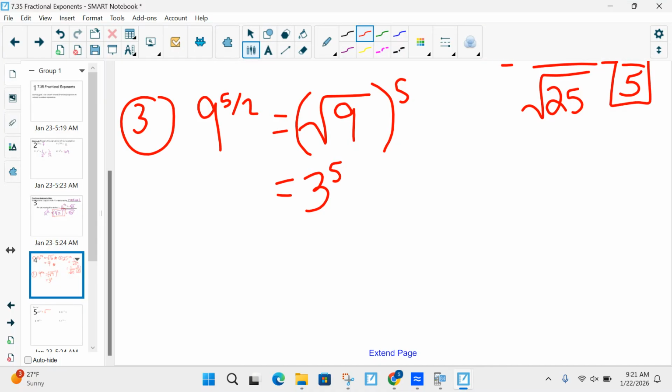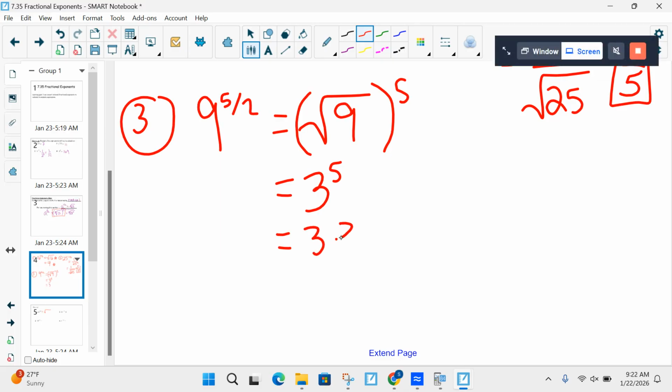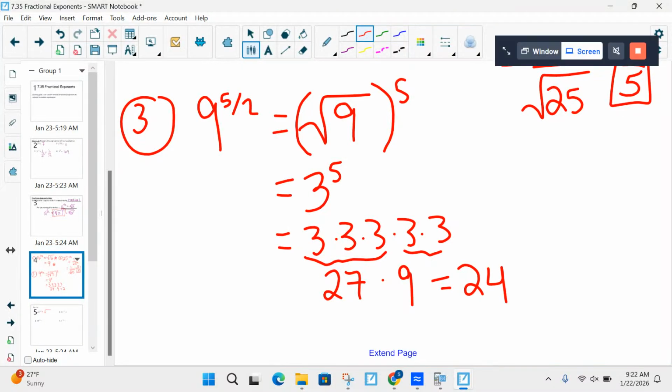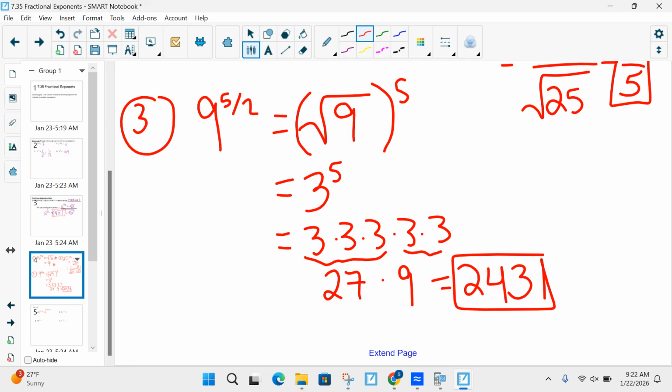would be 3 times 3 times 3 times 3 times 3. So 3 3's would be 27. And then another 2 3's would be 9. And then you would do 27 times 9. Can you figure out what 27 times 9 is? What's 27 times 9? Do you have a calculator? Okay. 243. You do 25 times 9 and then add another 18.